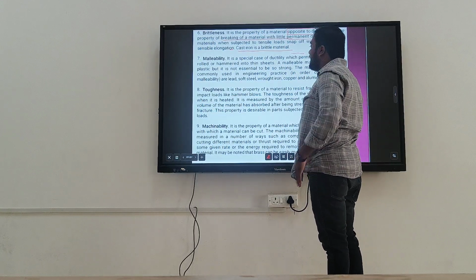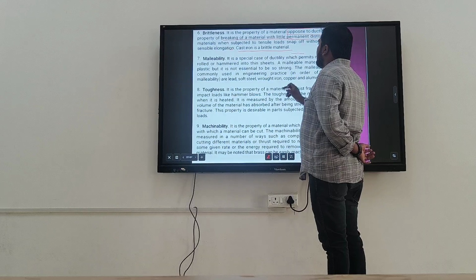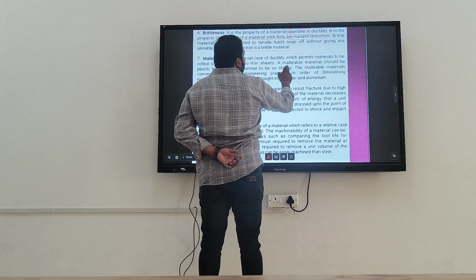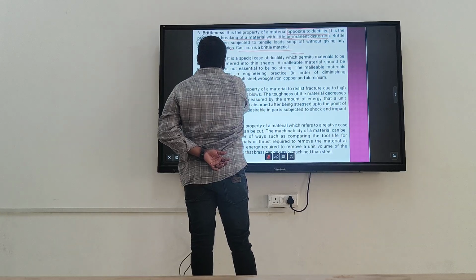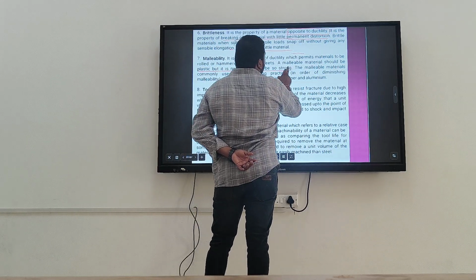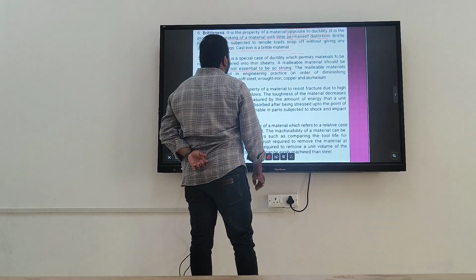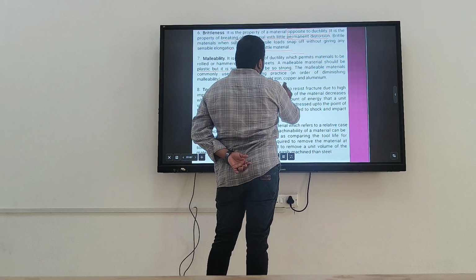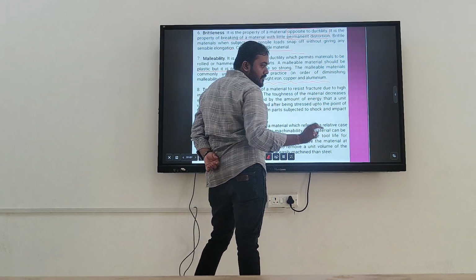Next one is malleability. It is the property that permits the material to be rolled into thin sheets. A malleable material should be plastic, but it is not essential for it to be strong. The examples are lead, soft steel, wrought iron, copper, and aluminum. Aluminum is a soft metal.